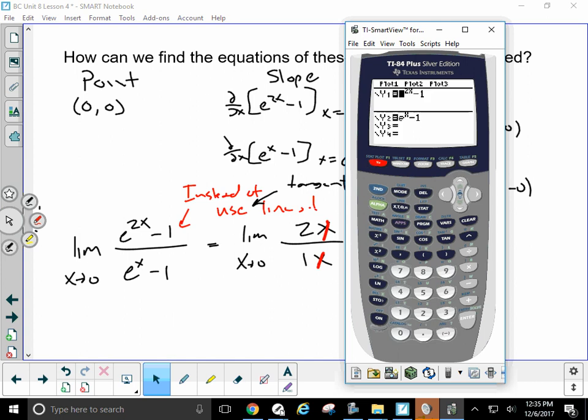Okay, so let's do that. I'm going to say, all right, well, what does e to the, I need parentheses, 2x minus 1 over e to the x minus 1 look like? Let's go back to Zoom Standard.